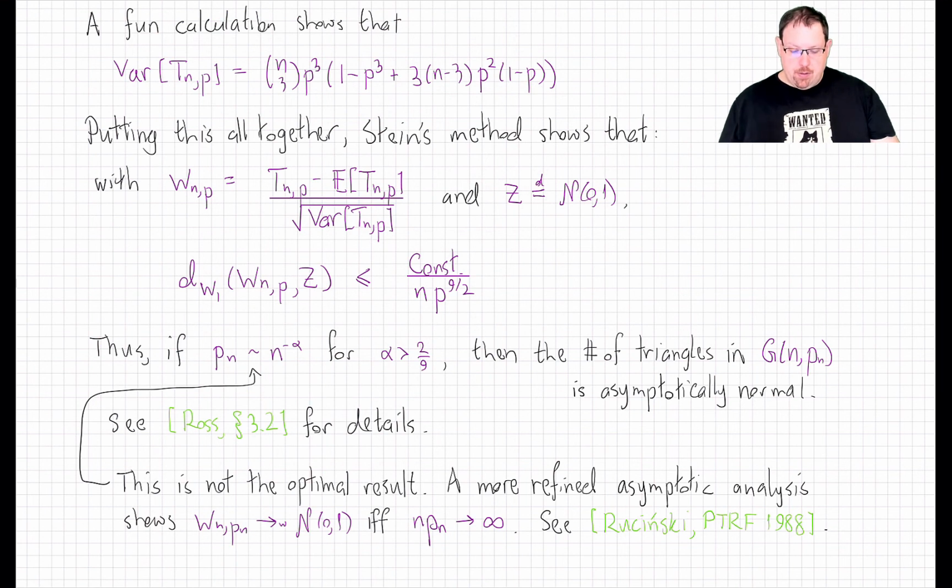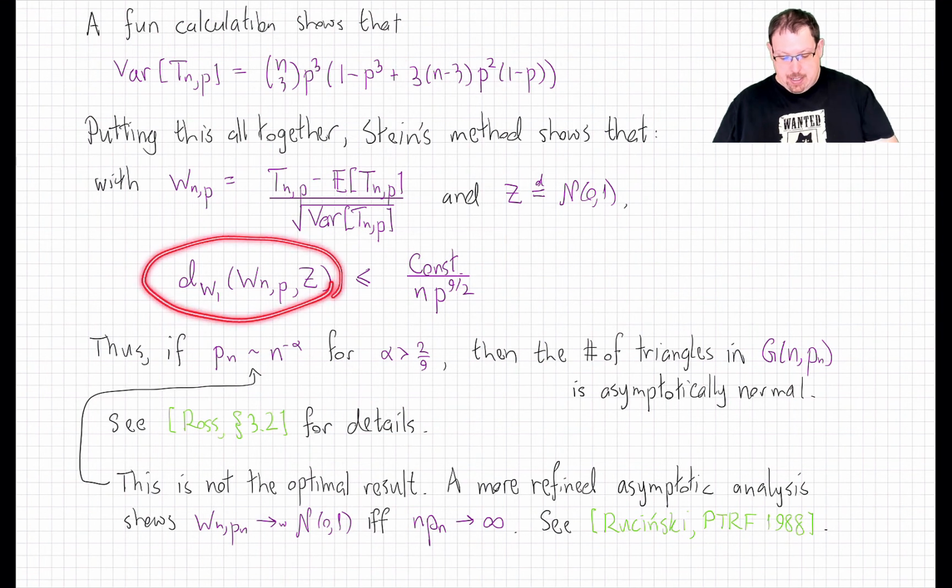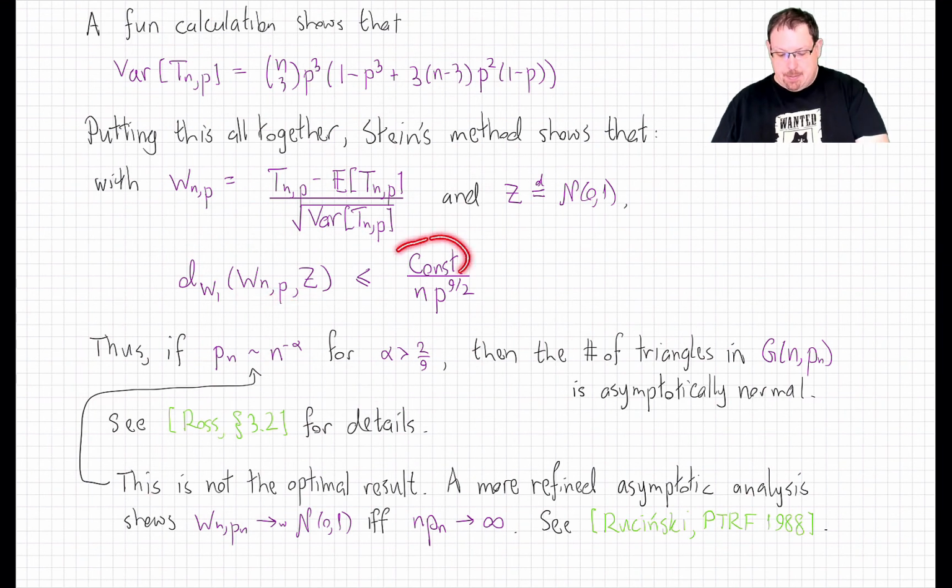So we can put all of those things together. We can take the standardization of the number of triangles, and using the Stein bound, if we are very careful, we will be able to show that the Wasserstein distance between that standardized number of triangles and a standard normal is bounded by an absolute constant, which doesn't depend on any of the parameters here, divided by n times p to the 9 halves. And if you'd like to see the details of how all of that plays out, there's an outline in this paper of Ross.